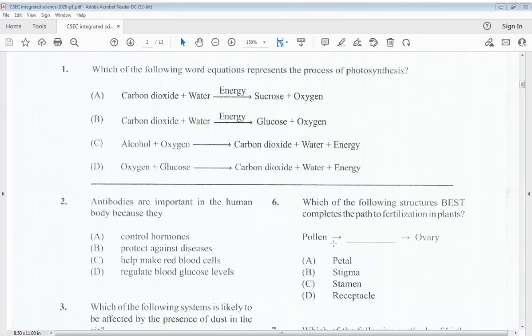I will be doing the CSEC Integrated Science, May/June 2020 Paper 1.